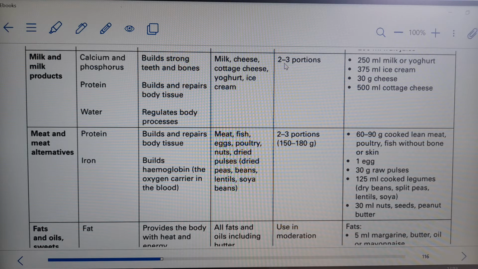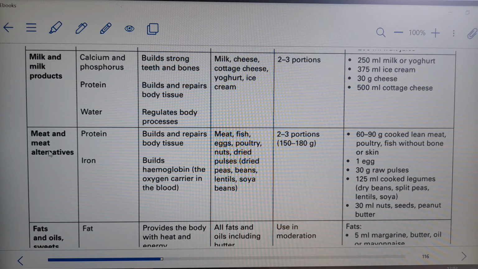A day, you can only have 2 to 3 portions, and 1 cup of milk or 1 cup of yogurt is a portion. 1.5 cups of ice cream is a portion. And 30 grams of cheese is a portion. You see those cheese wedges? And 2 cups of cottage cheese is a portion.